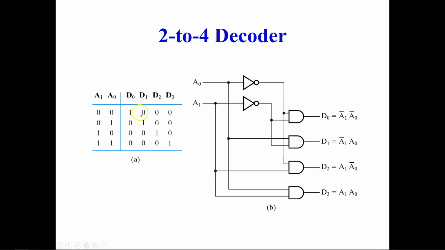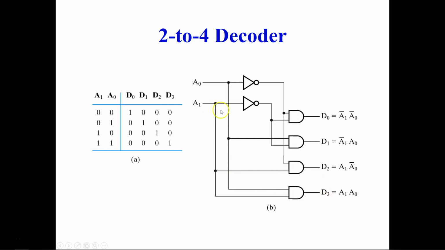And then you have D1. D1 is activated when A1 is 0 and A0 is 1, so you have A1 bar A0. When D2 is activated, A1 is 1 and A0 is 0, so A1 A0 bar, that's what you have here. And when D3 is activated, they both are 1, so you have A1 A0. For each of them you see that they are forming an AND gate, so you have 4 AND gates, and based on that the input is going.